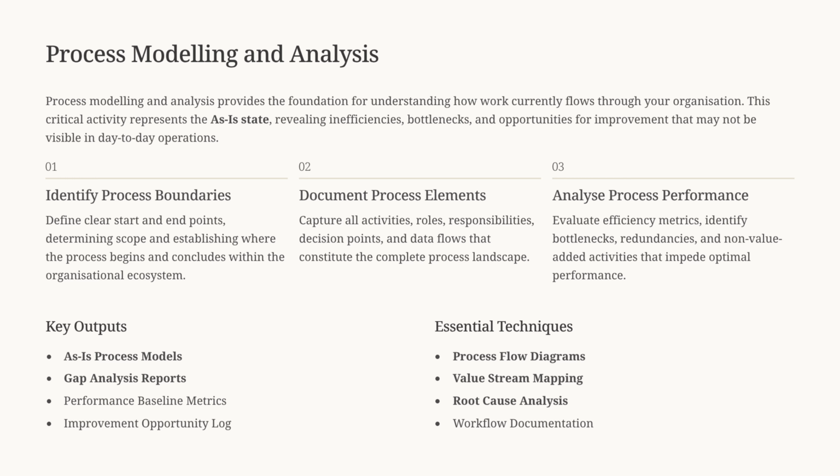In short, process modeling is about revealing the truth. It shows you not how people think the process works, but how it actually works.